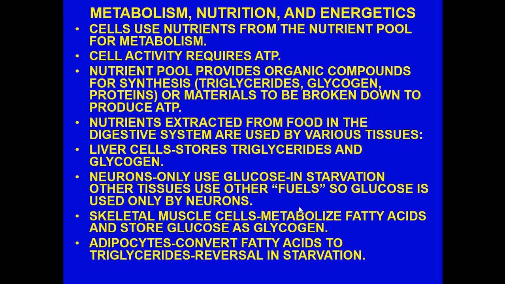Particularly, you're going to see this at the end of the chapter. The materials to be broken down will eventually yield ATP. That's the key point to keep in mind. Now, nutrients extracted from food in the digestive system are used by these various tissues. In liver cells, we end up taking the fatty acids, the monoglycerides, and we form triglycerides. Also, you will synthesize, in some cases, glycerol. You'll also take the monosaccharides and make glycogen.